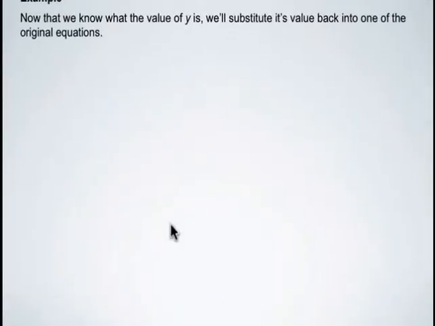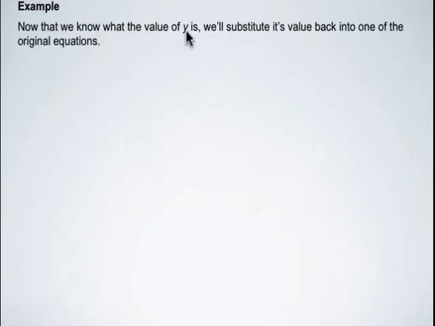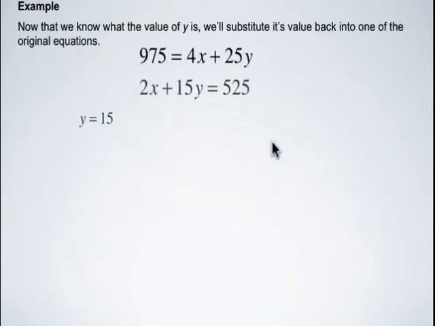So now that we know what the value of y is, what I'd like you to do is substitute the value of y into the two equations and determine what the price of each bat is. So we're going to sub in to our equations y equals 15 and then solve for x.